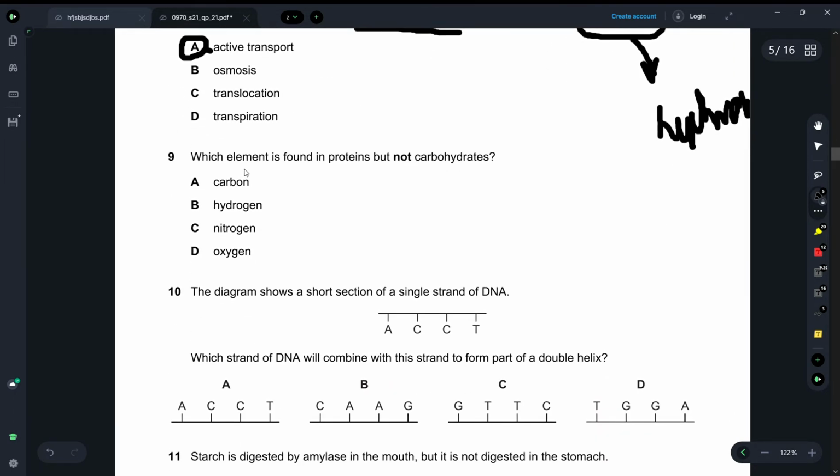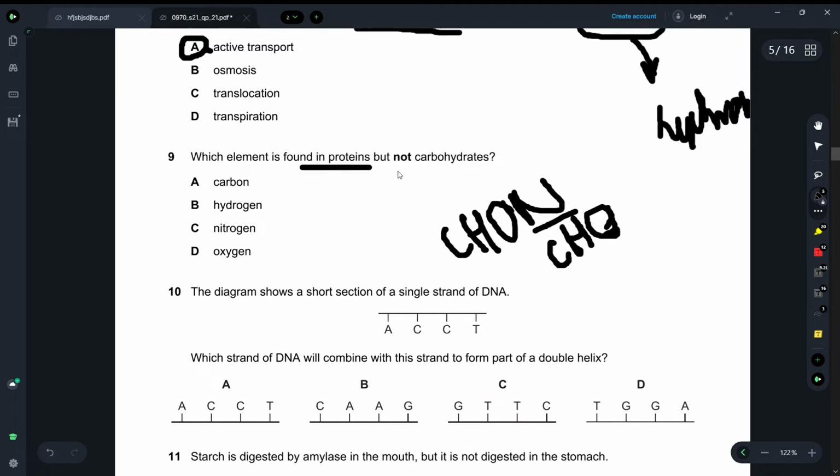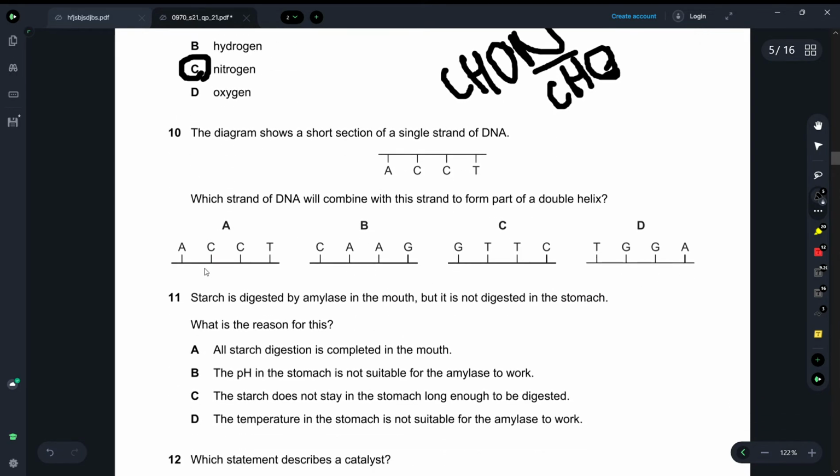Which element is found in proteins but not carbohydrates? If you don't know, there is a very easy way of learning this: CHON and CHO. CHO is carbon, hydrogen and oxygen. CHON is carbon, hydrogen, oxygen, and N for nitrogen. The question asks what is found in proteins and not carbohydrates. We can see N is present here, not there. So nitrogen.